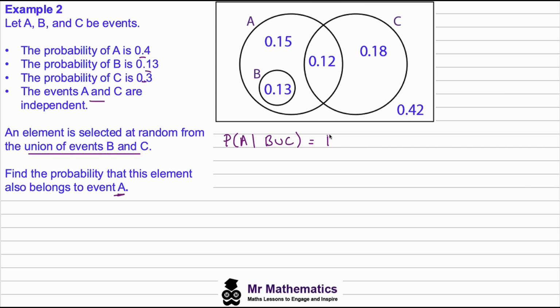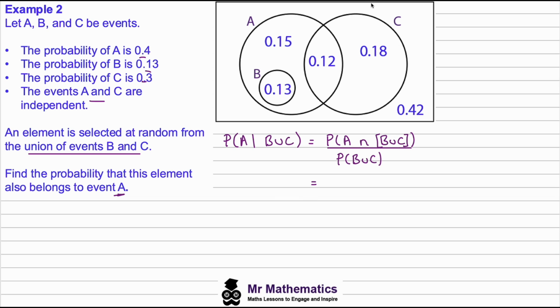So this will be the probability of A intersecting with B in union with C. I'll put that in square brackets. Divided by, what term do you think this will be divided by? Probability of B in union with C. So this second term. So we want A intersecting with B in union with C.